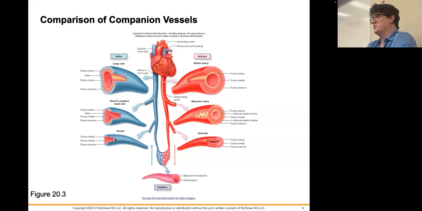Veins are actually a lot more simple. They're basically just tunica intima with some valves in the small to medium sized veins and on up. The large veins are basically the same as the small ones. They're just bigger tubes, with slightly thicker tunica externas, but that's really about it. They still have valves and all that fun stuff.